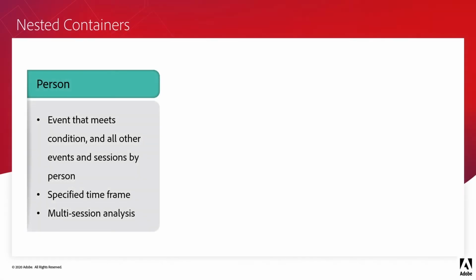A filter at the person level returns the event that meets the condition plus all other events and sessions by that person. And this is constrained only by the date range of the report. A person container filtered report will return multi-session analysis. Consequently, the person container is the most susceptible to change based on the definition of the date range in the report.